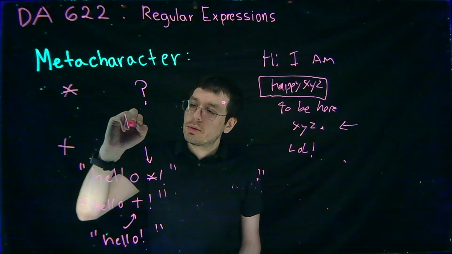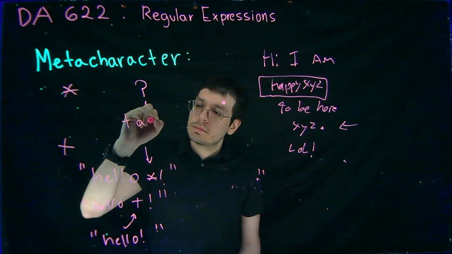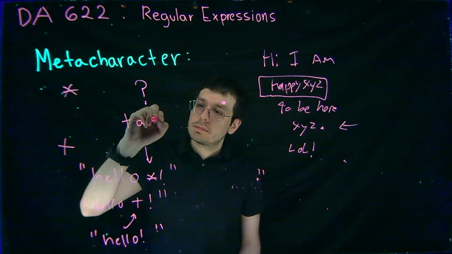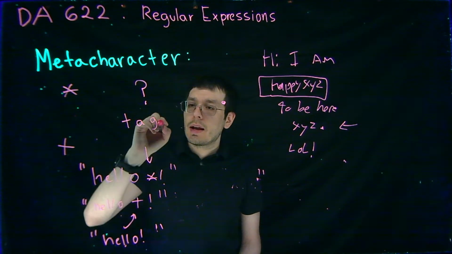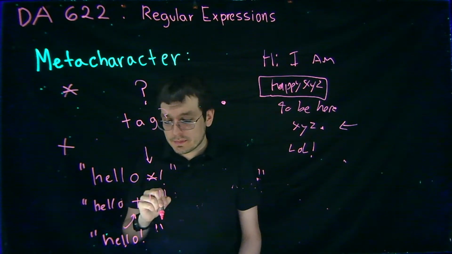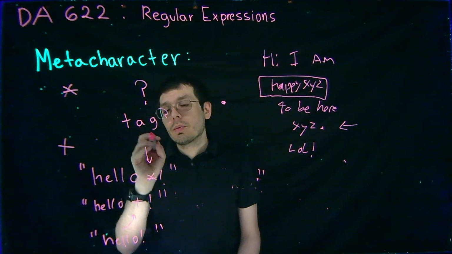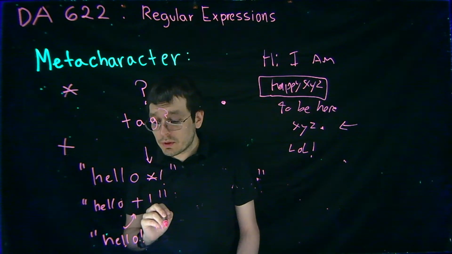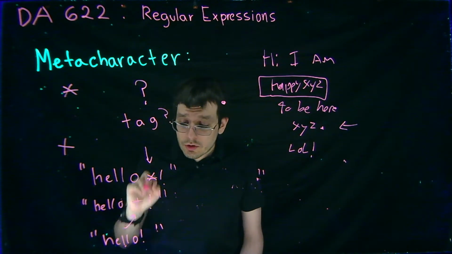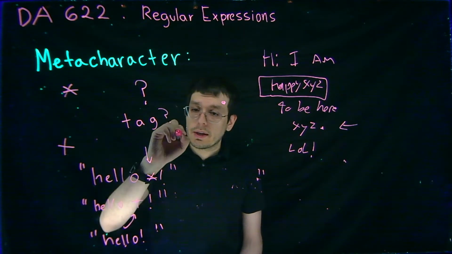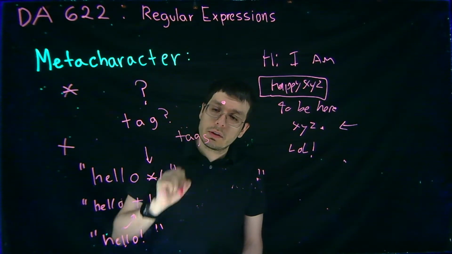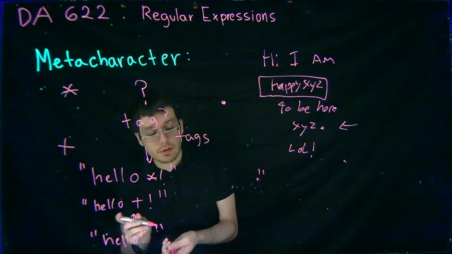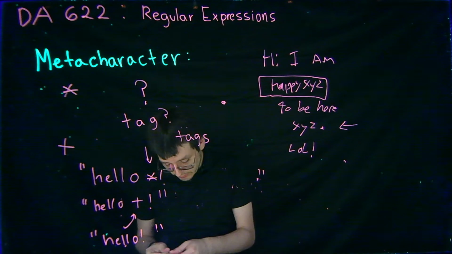So if I'm looking for tag, and then I have a question mark there, I am looking for any words that start with tag and either just end with the G, or there's one more letter in there. So it could be like tags. It could be useful for when you're searching for things whether they're singular or plural. So there you go, that's one example of that.